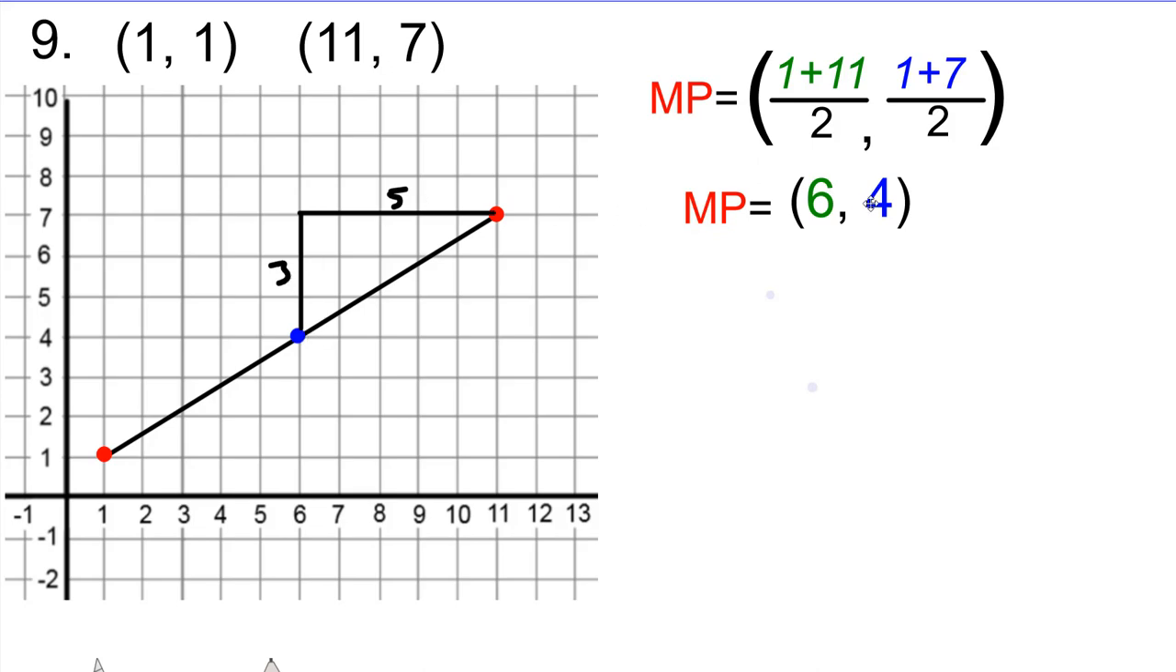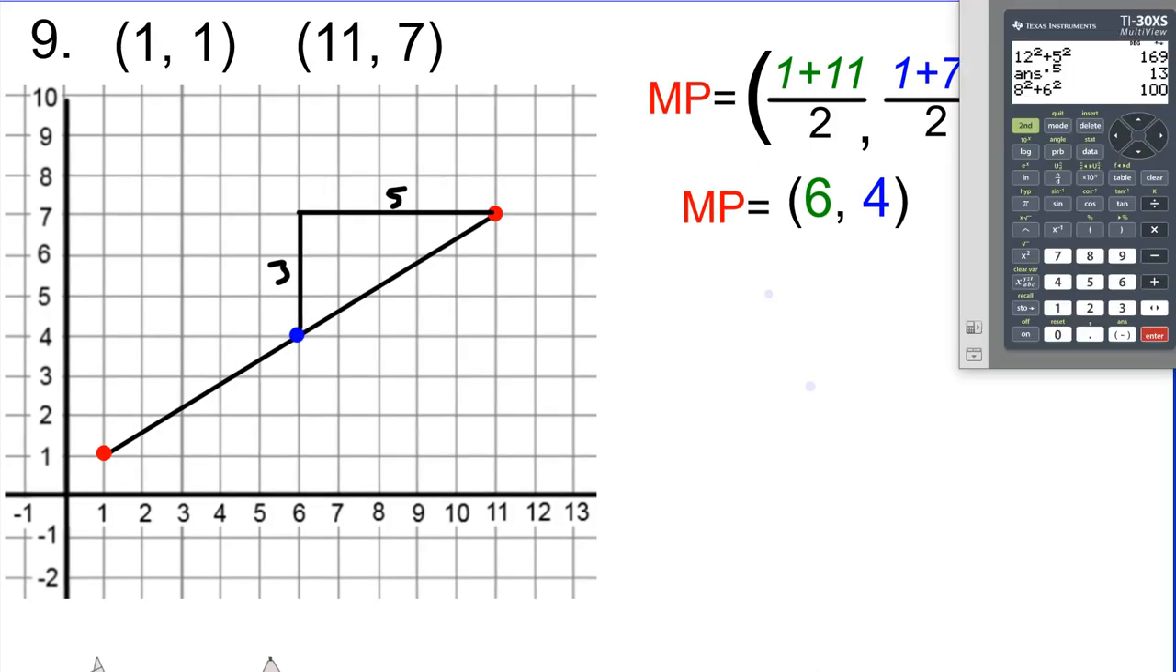So 3 squared plus 5 squared, and then take the square root of that. So we got 3 squared plus 5 squared, then take the square root. All right, so it's approximately 5.8, which should be, yeah, 5.83 is one of your answers.